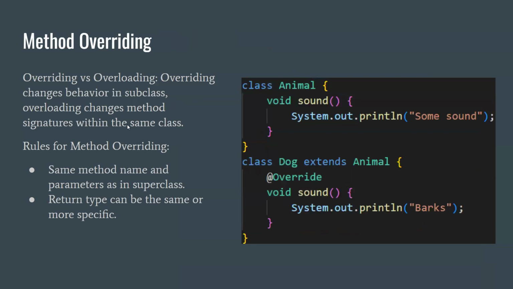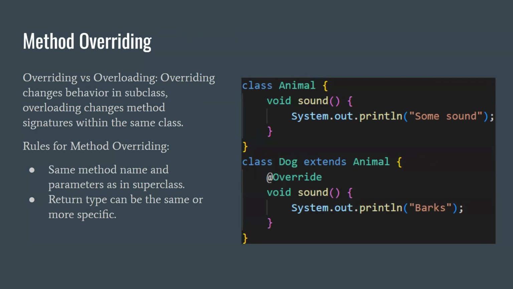Method overriding. This is one of the key features enabled by inheritance. Overriding basically allows a subclass to provide a specific implementation of a method that is already provided by its superclass.